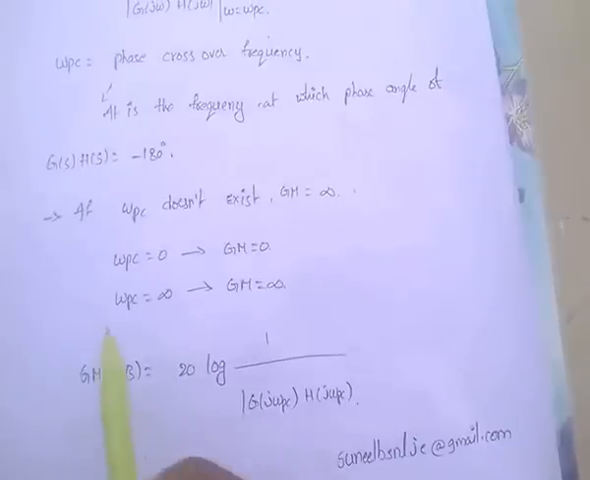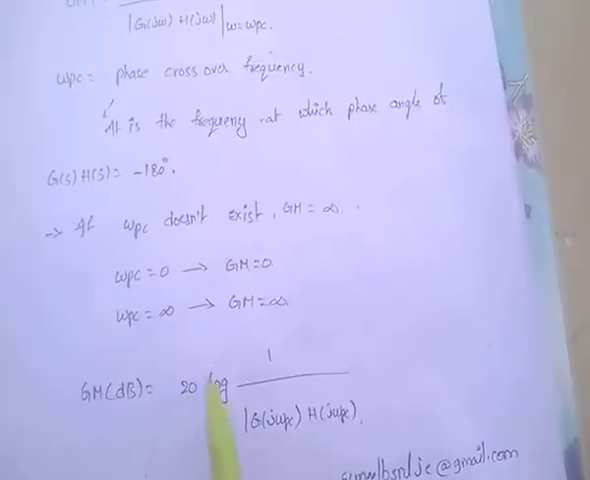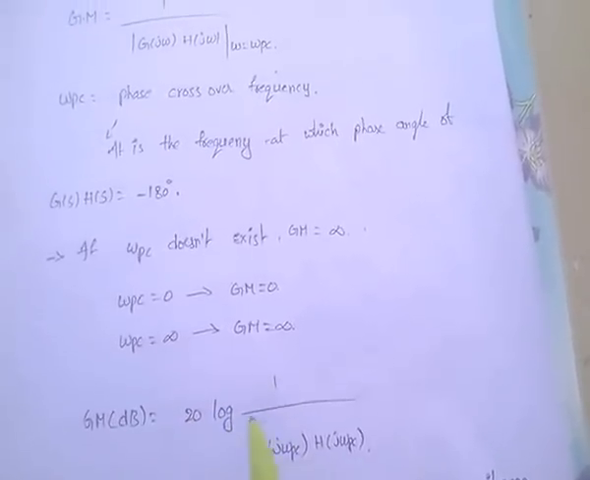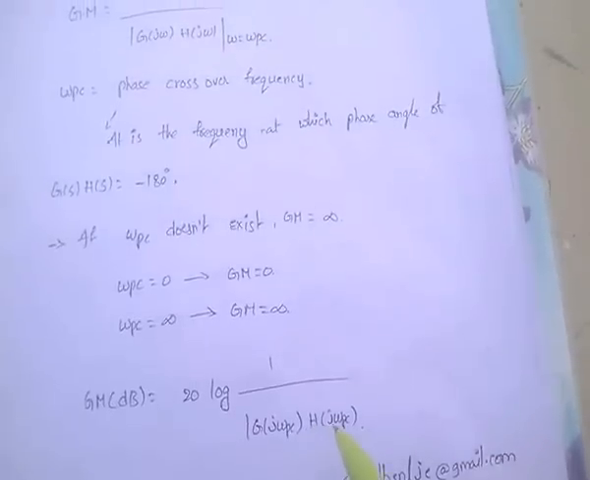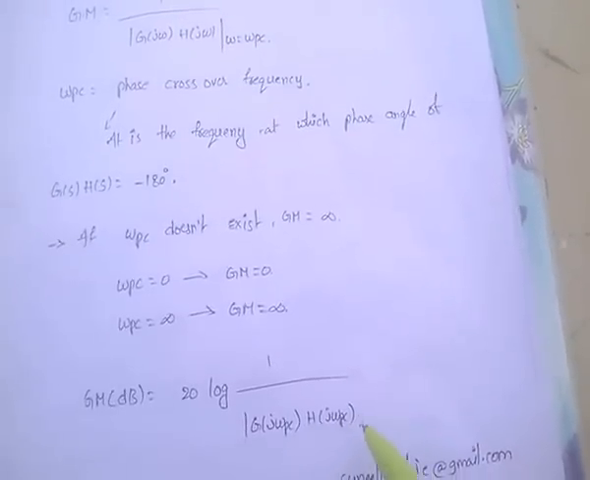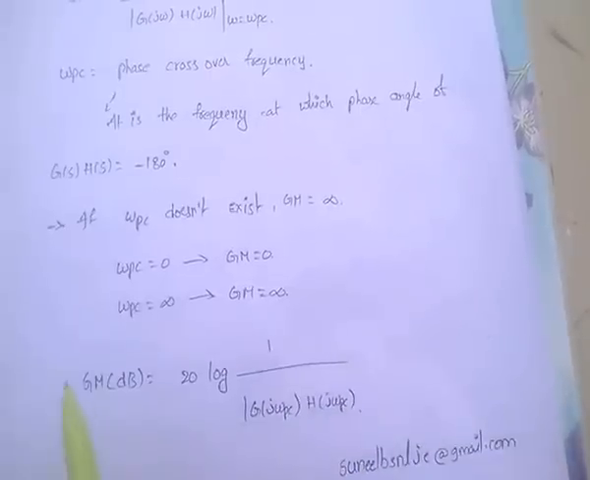And gain margin in dB is equal to 20 log of 1 by magnitude of G of j omega pc, H of j omega pc, that means at omega equal to omega pc. This is gain margin in dB.